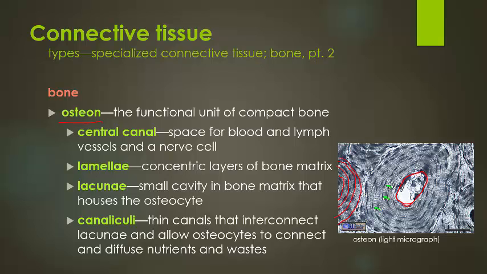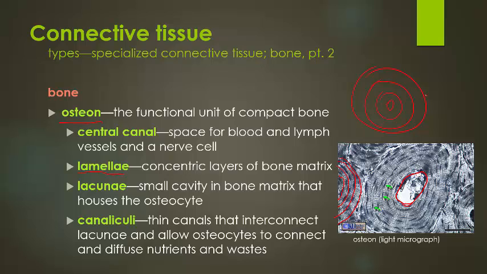And those layers, almost like rings in a tree, are referred to as lamellae. That means sheet, lamella. So if something is laminated, it's in multiple sheets. So the lamellae are concentric. Concentric means one within the other, almost creating a bullseye effect. So concentric rings or layers of that bony matrix.